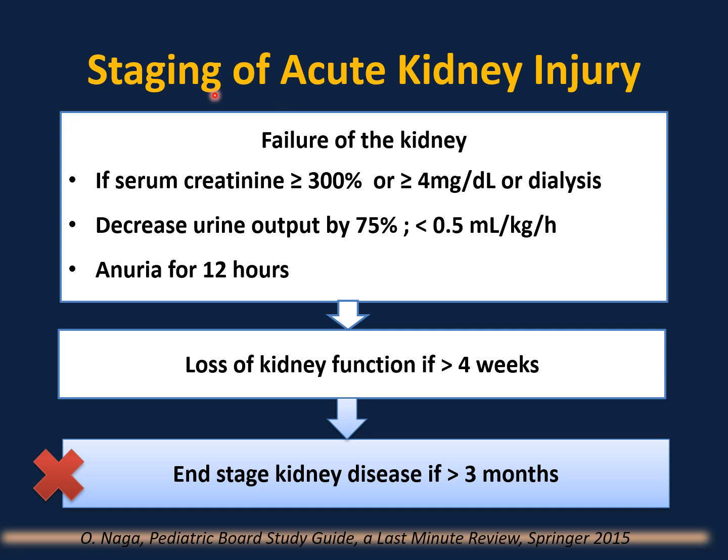Very important for us to understand the staging of acute kidney injuries. Failure of the kidney is when the serum creatinine is more than or equal to 300% of the normal value, or more than or equal to 4 mg per deciliter, or if the patient is on dialysis. Also decreased urine output by 75%, or less than 0.5 ml per kilo per hour, or anuria for more than 12 hours. This is all a failure of the kidney. If this problem persists more than 4 weeks, this is loss of kidney function. If this problem persists more than 3 months, this is end-stage kidney disease.